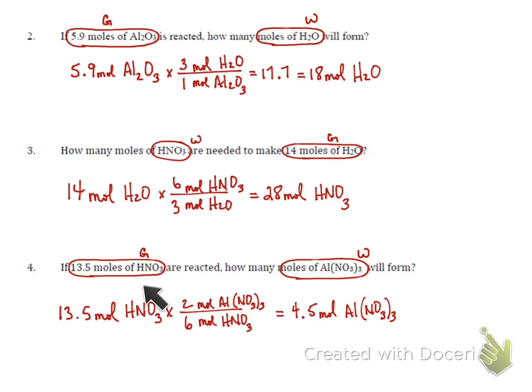Don't forget that what you're given can be the product. So in this case, water is the given, even though it's a product in the reaction, so it doesn't have to be a reactant. And what we're looking for is nitric acid, which is a reactant. So given just means we have enough information to start with that formula.